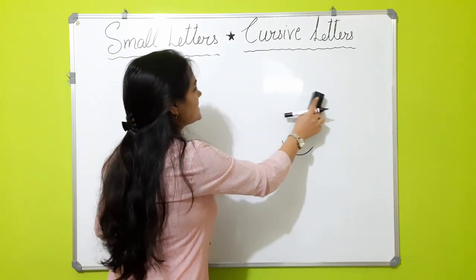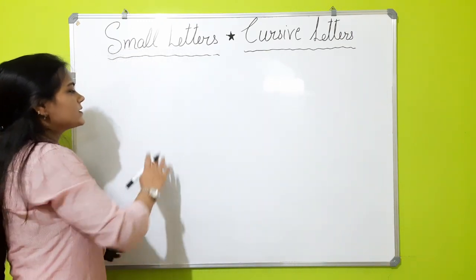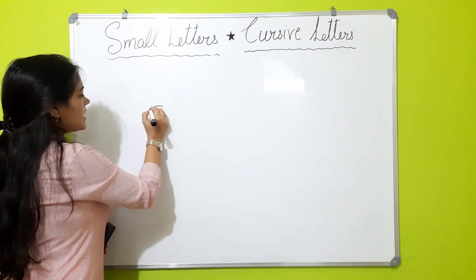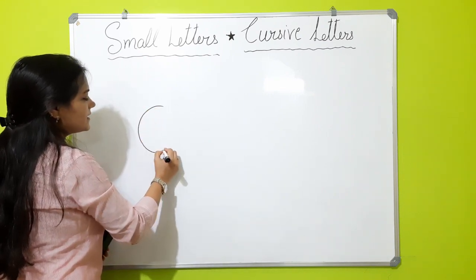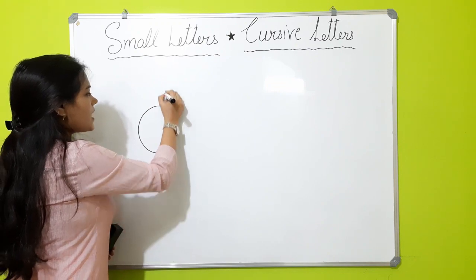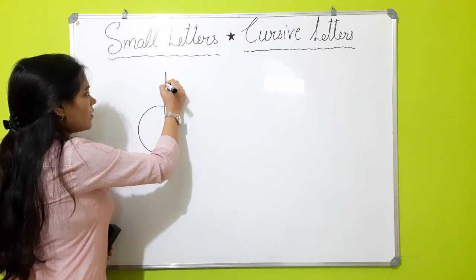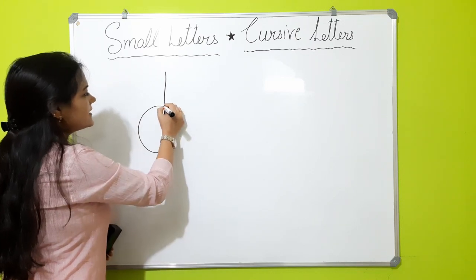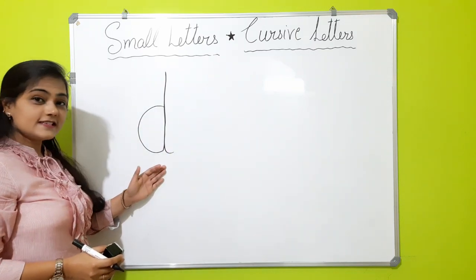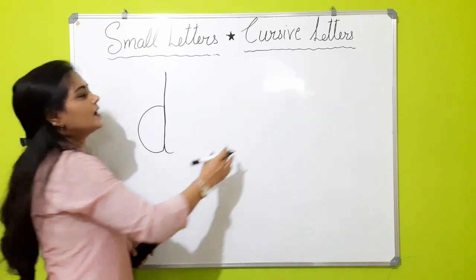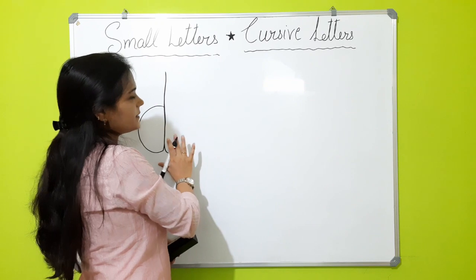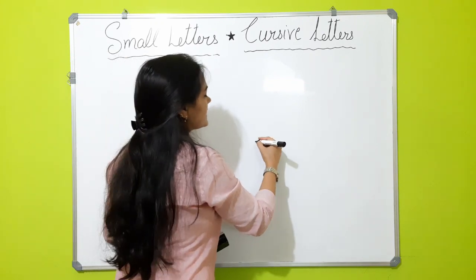Now let's write D, which is in continuation with C. Here see. This is a half circle. ऐसे बनाया, फिर हम up गए और फिर से down आ गए और बन गया हमारा small letter D. Okay. Now, if you want to write the same letter in cursive way, हम कैसे लिखेंगे?